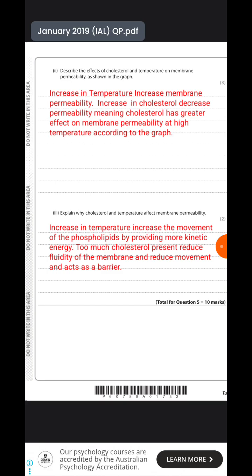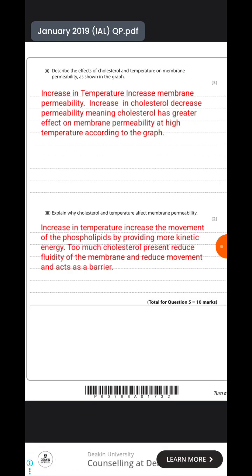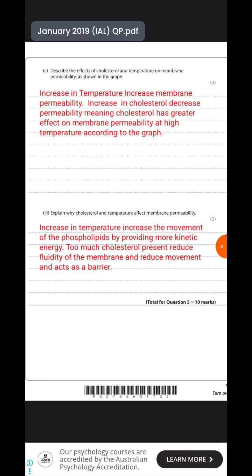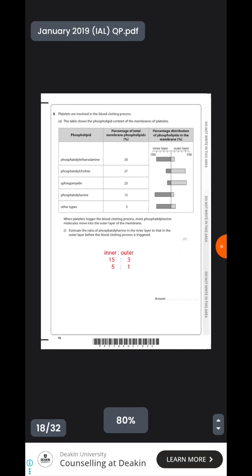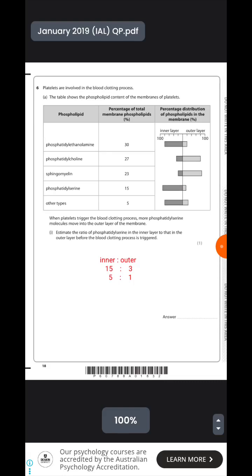Then, too much cholesterol present reduces fluidity of the membrane, reduces movement and acts as a barrier. So when there's too much cholesterol, it's hard for the glycerol to pass through, so it acts as a barrier. That means it opposes its movement. Okay, so that's it, then question number 6.